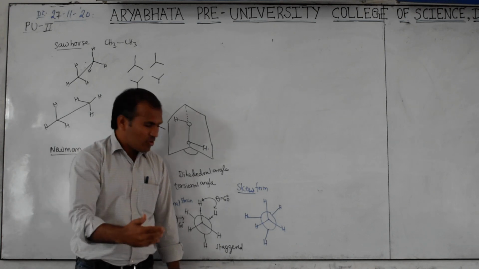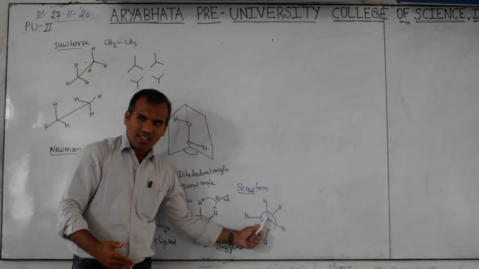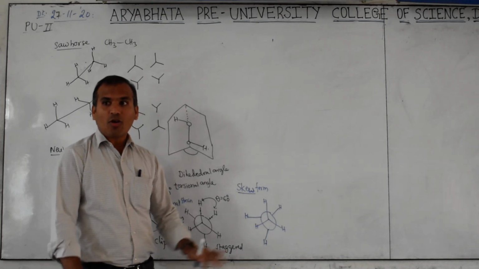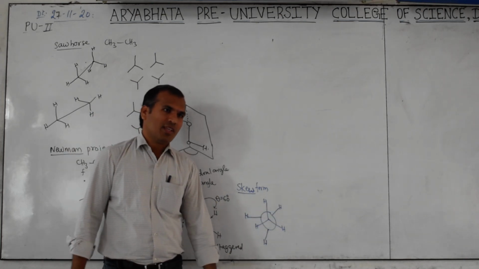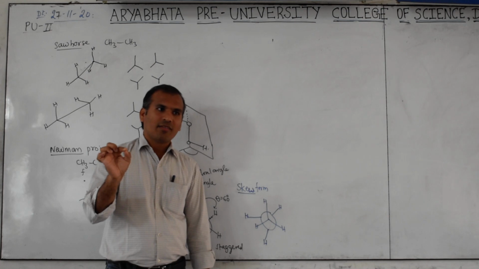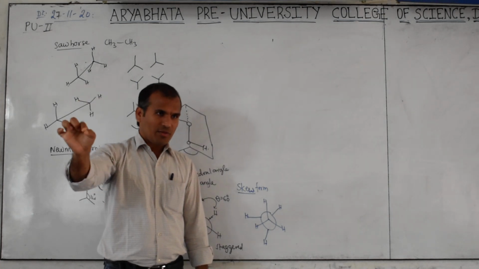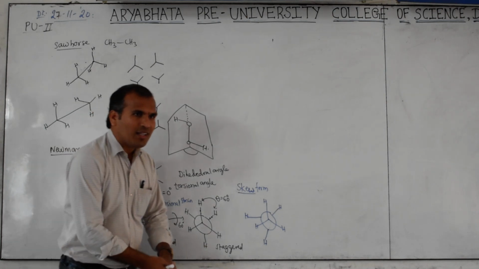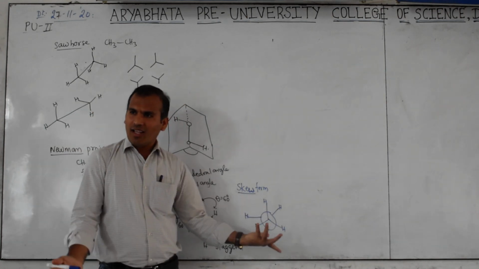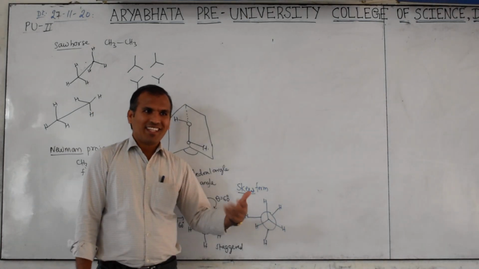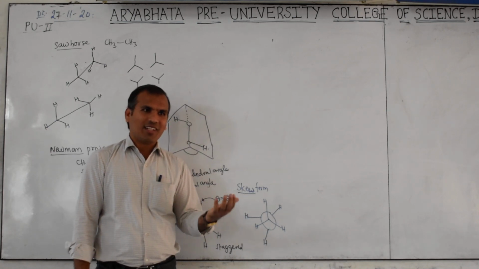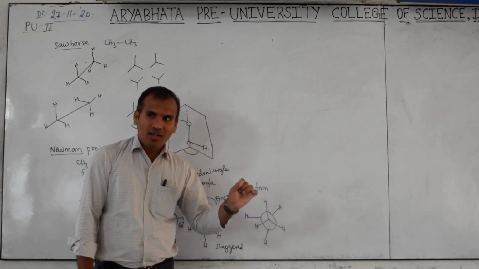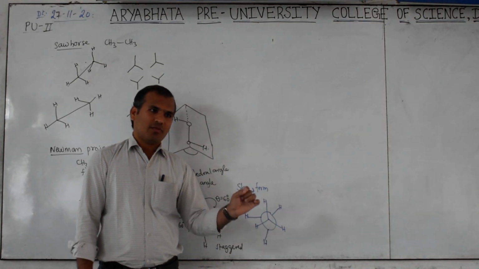Skew form is chiral. Then immediately in your mind should strike: is this optically active or inactive? Chiral means optically active. Achiral means optically inactive. But this is not optically active. Why? See, concepts keep increasing step by step. Skew form is chiral but not optically active.